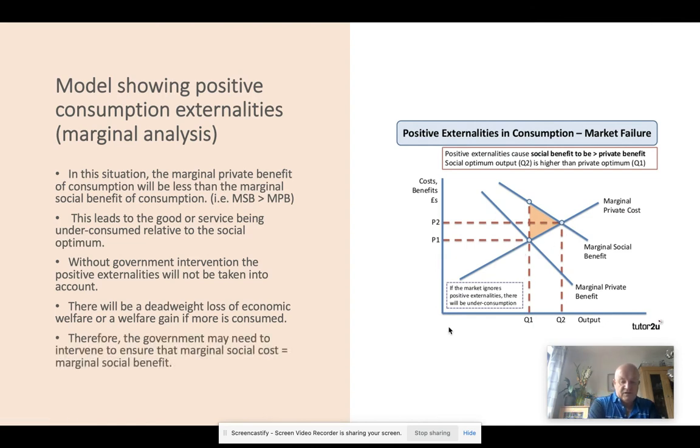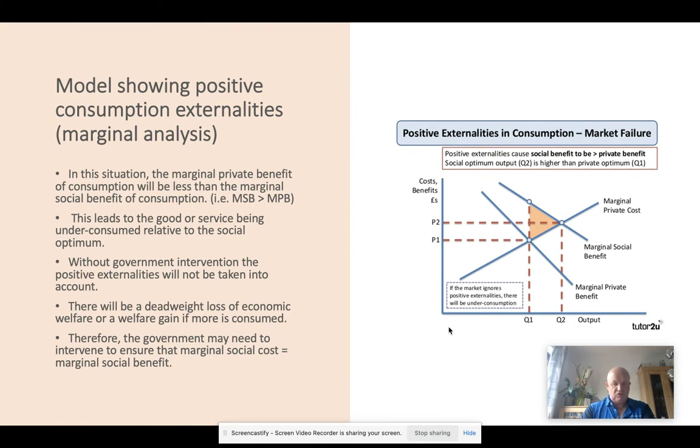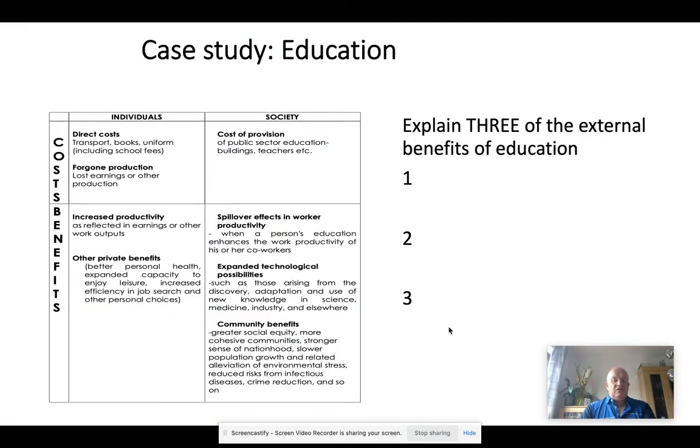In this instance, then, the government might need to intervene, as we mentioned before, and as a result of that, what we're trying to do is make sure that the marginal social cost equals the marginal social benefit, as I've just mentioned previously. Okay, let's take a look at education then.